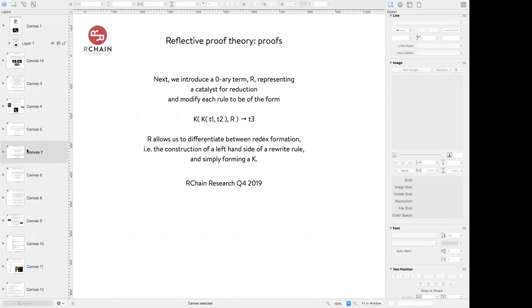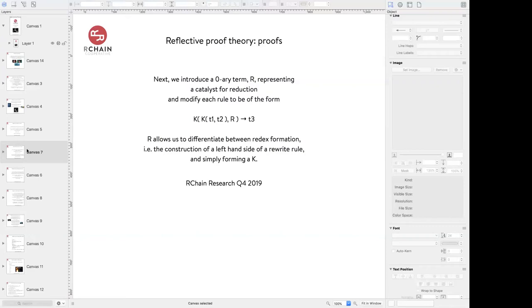And now what we're going to do is modify those rules so that we get a zero array term. R represents the catalyst for reduction. You can see that since K is binary, all we're doing is taking the result of K of T1 and T2 and using the first argument of K, and then R, which is also a T.